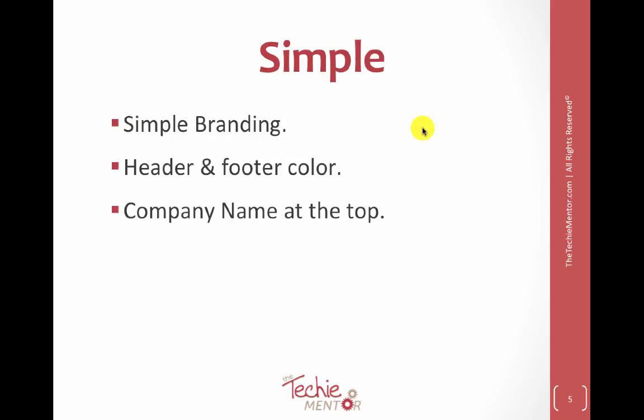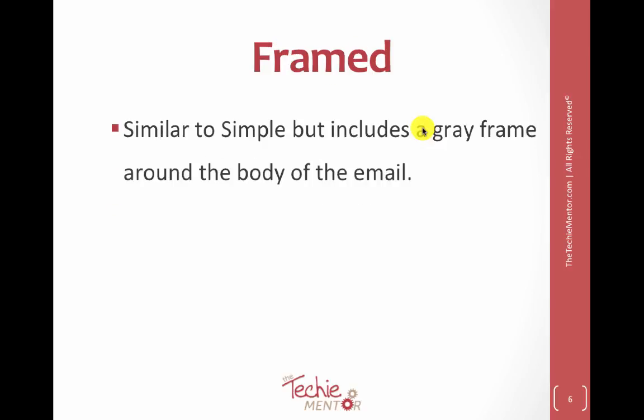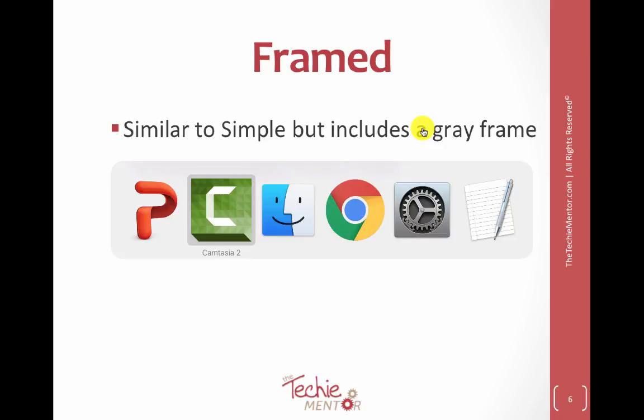The next option you have is called Simple, and Simple allows you to add some very, very simple branding. And what I mean by that, it gives you the option to have a header and footer, which are banners almost that you can color, and it will also put your company name at the top. So I'm going to show you each one of these here in just a minute. And then the last one is really the same as Simple, except it adds a gray frame around the body of the email. So you can see they're very, very simple. So let's pop over to ConvertKit.